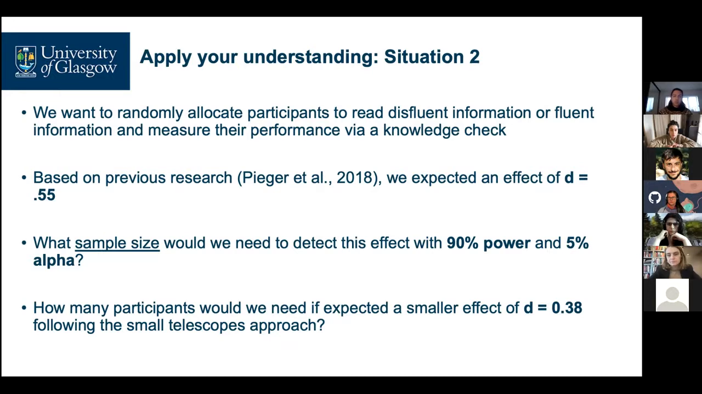So if you follow this, instead of 0.55, what happens if you expected a smaller effect? So try and compensate for the uncertainty around the estimate. What happens instead of 0.55 if we expect an effect of 0.38? What would the sample size need to be then?